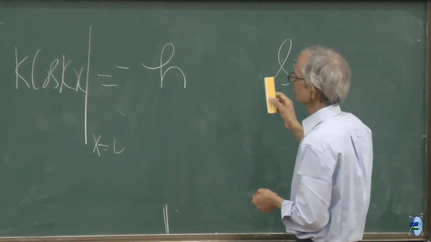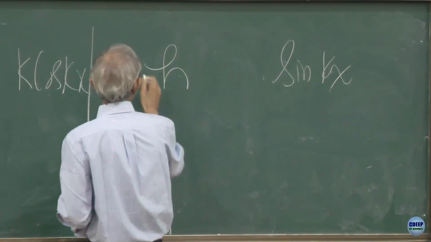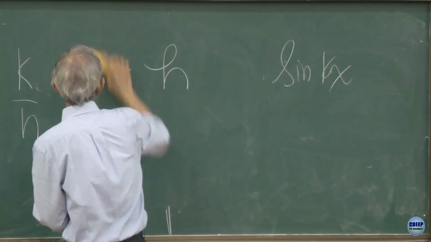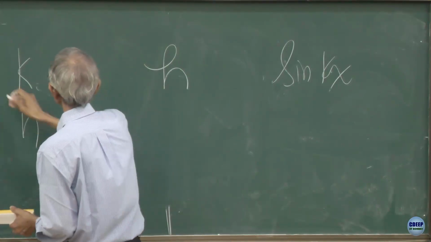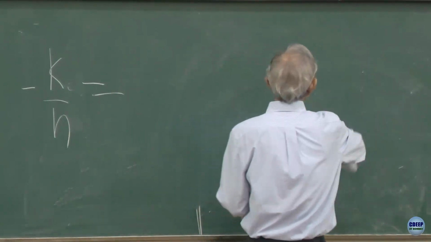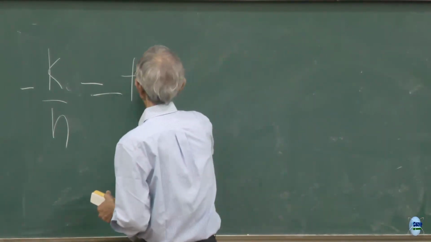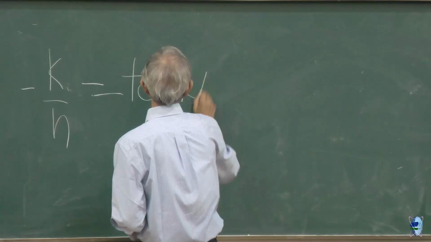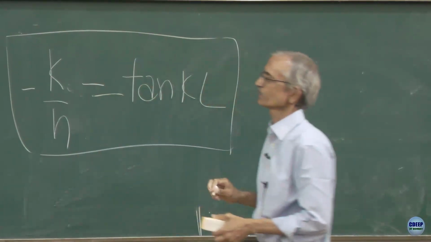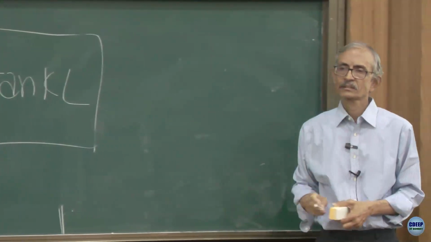And now what we are saying is K by H minus K by H is equal to tan KL. Okay. So this is what I got.